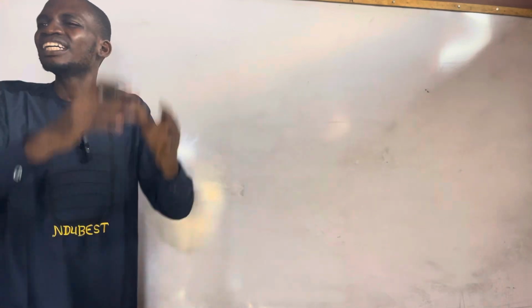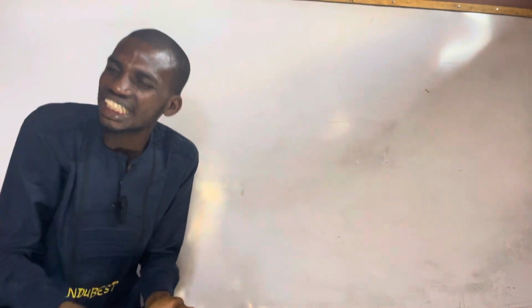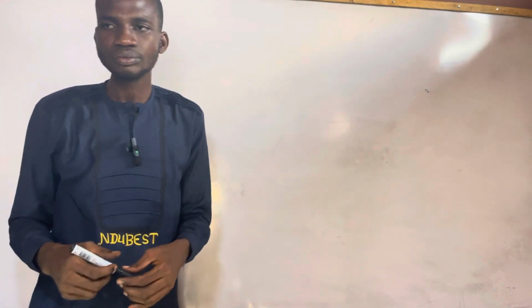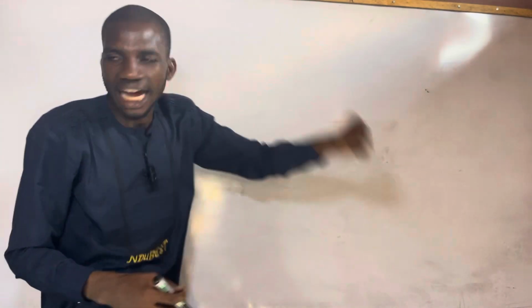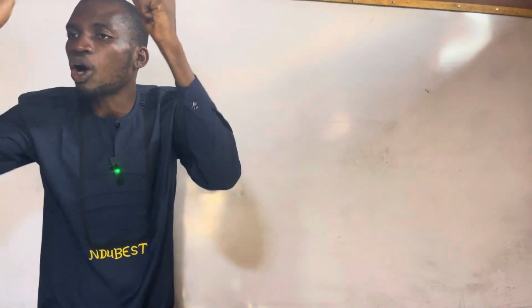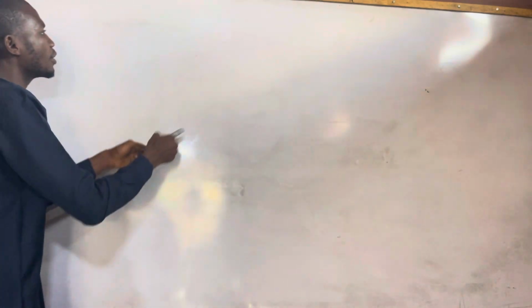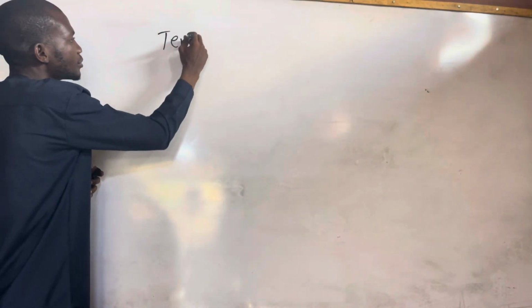Then temporal hard water means acid salt. I told you that an acid salt is a salt that has hydrogen inside it. So temporal hard water is caused by acid salt, and those salts must be soluble. Do you understand? So now let's talk about temporal hard water.